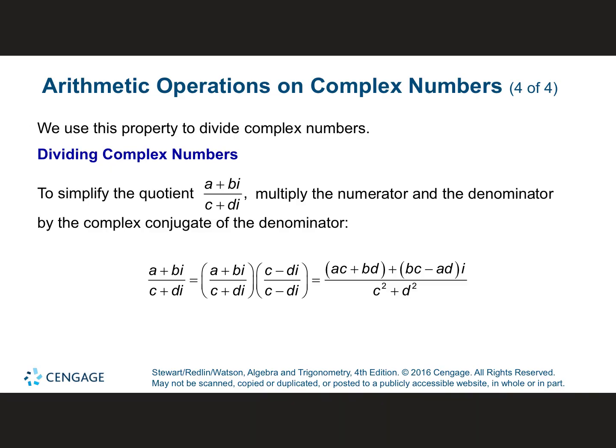All right, next, we're going to talk about dividing complex numbers. When we have a complex number in our denominator, we want to multiply the numerator and the denominator by the conjugate of the denominator. So if I had something like 5 plus 4i, what's our conjugate of this?